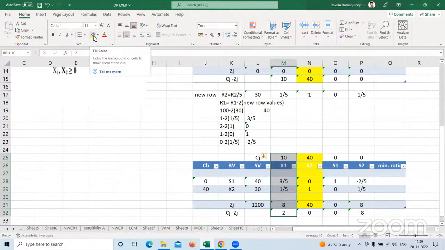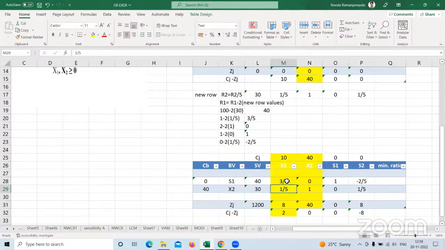Is that clear? Yes, sir. So the maximum positive value is 2. So we got the key column. With these key column elements, we need to divide the solution variables. We have the solution values here, 40 and 30. If you divide 40 by 3 by 5, how much will you be getting? Multiplication gives 24.